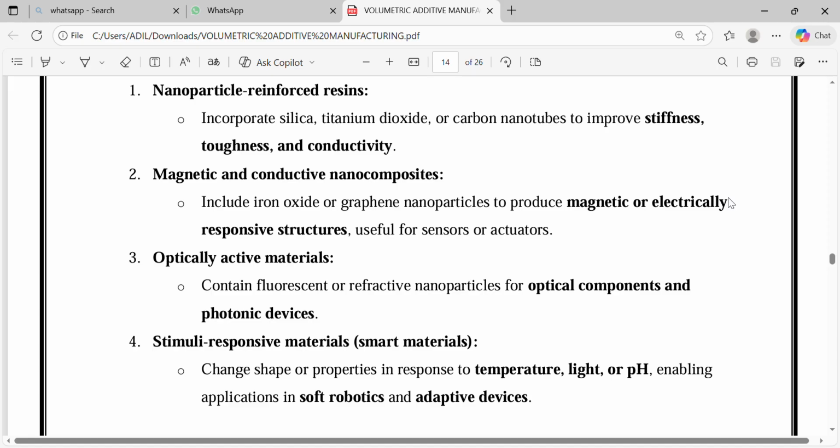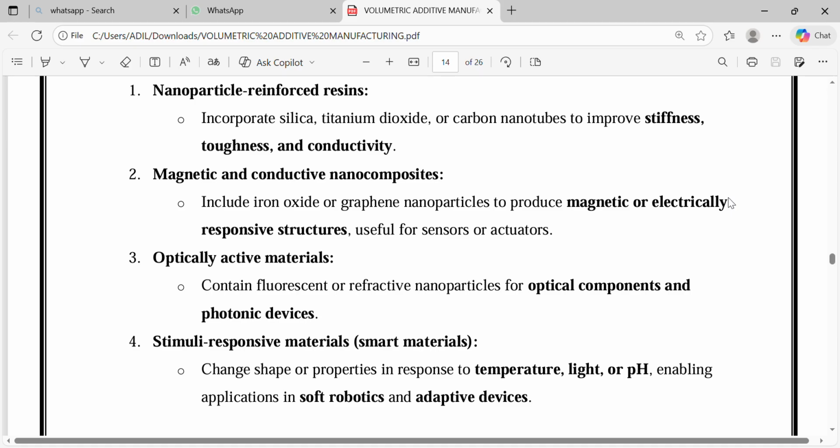Optically active materials contain fluorescent or refractive nanocomponents for active components, optical components and photonic devices. Optical components can be created using hydrogels for applications like biocompatible lenses, optical sensors and light-guided structures. Photonic devices leverage light-based technologies. Their applications include optical communication, sensing and imaging.